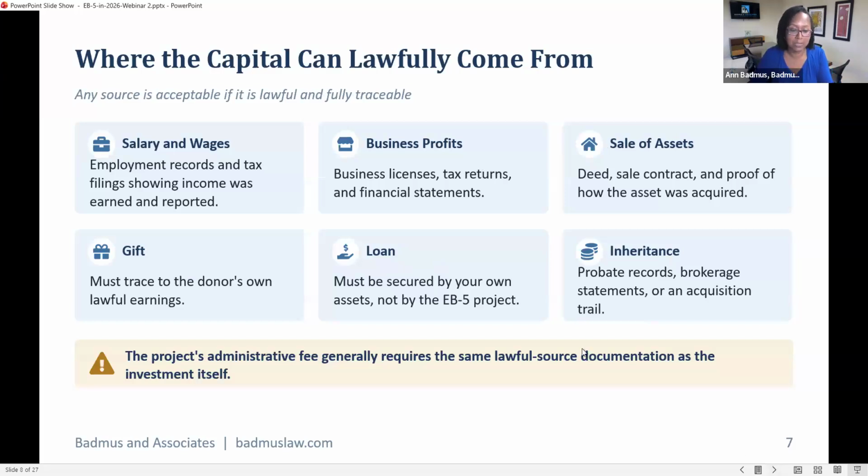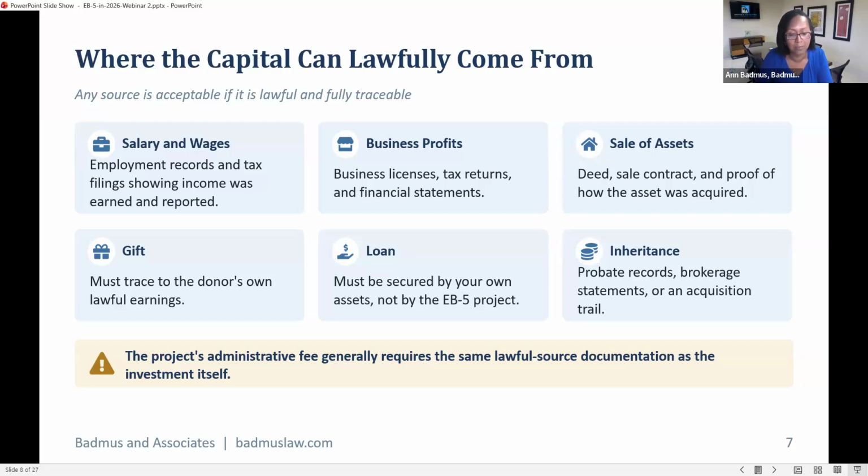So really important, as I mentioned, the great bulk of your application as an investor would be proving where your capital comes from, where your investment comes from. That is what we call source of funds. And as I mentioned earlier, this is where the most requests for evidence or even denials come from. If you do not provide sufficient evidence of source of funds, then it is a big issue for your application.